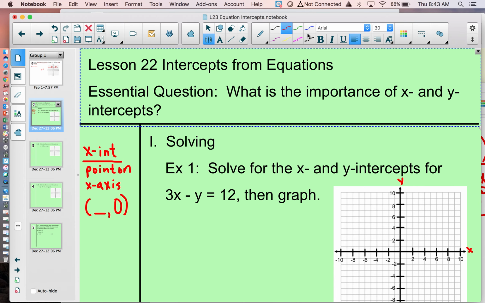Now on the flip side of that, we've got the y-intercept. What's that? Well, it's no different than the x-intercept in many respects. It's just a point, and it's going to be a point on your y-axis. So you've got your x-intercept, the point on your x-axis, and you've got a y-intercept, a point on your y-axis. You're going to want to know that. It's a point, and it's going to be on the y-axis.